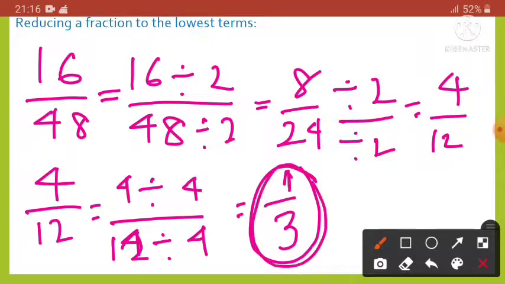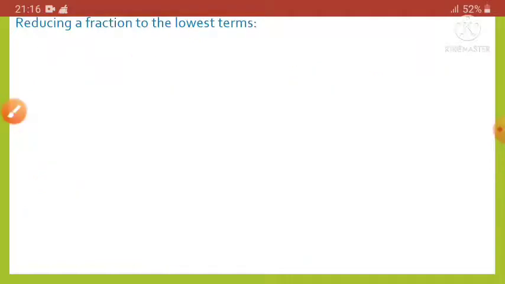So here you can see that no further division is possible, so we have to stop here. So that is the procedure to find out the lowest terms. We have to keep dividing both numerator and denominator by a common factor. Okay, if division is not possible further, then stop here and we are having the result. This is the first method.